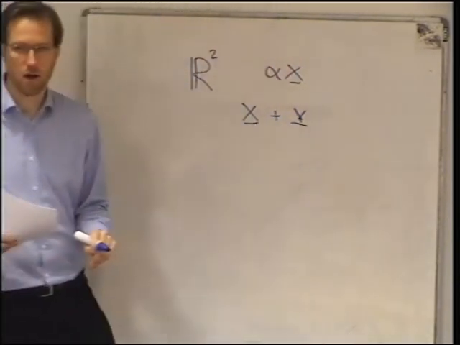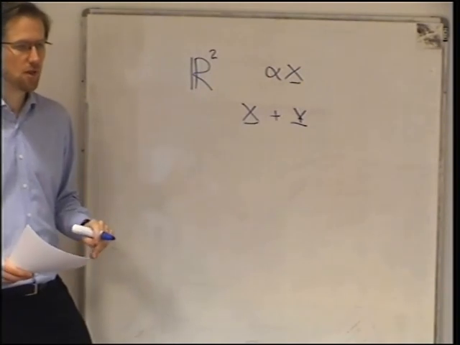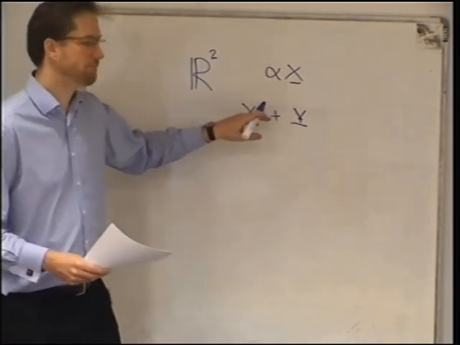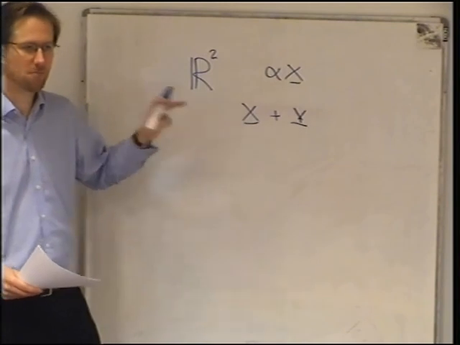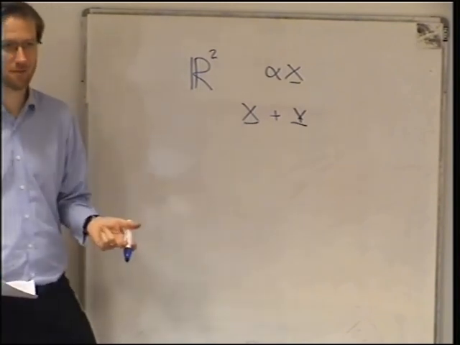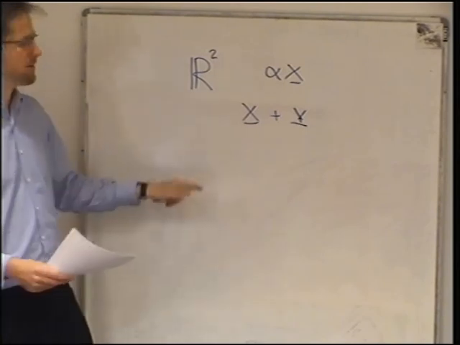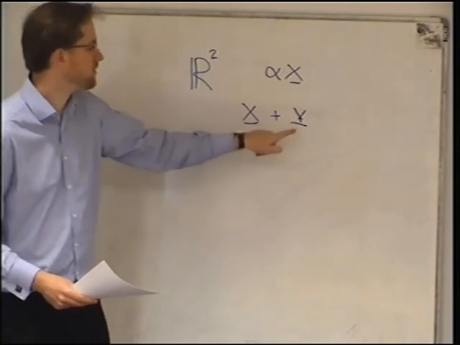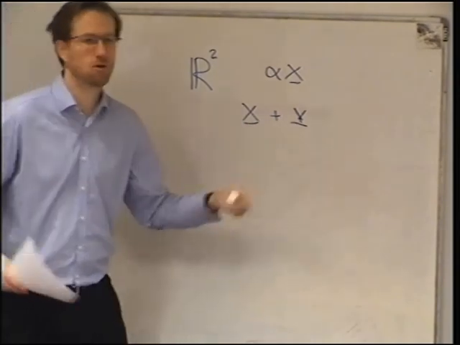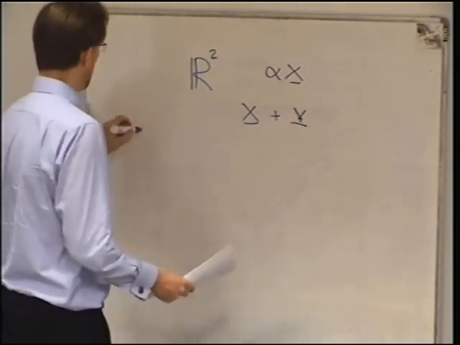So if I could take x plus y, what add means might be different in different vector spaces. All I'm saying is there is an operation called add such that I can take a vector x and a vector y and add them together. And so, for example, in R2, you know how to do this.